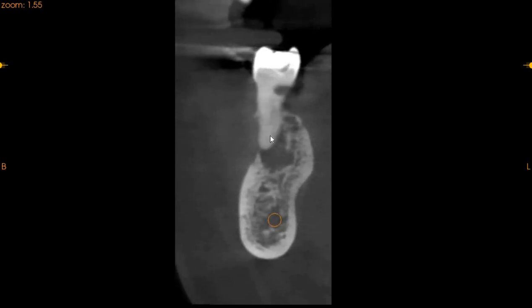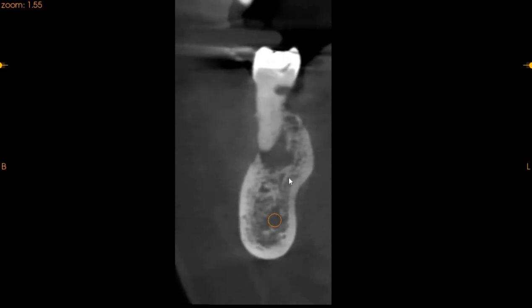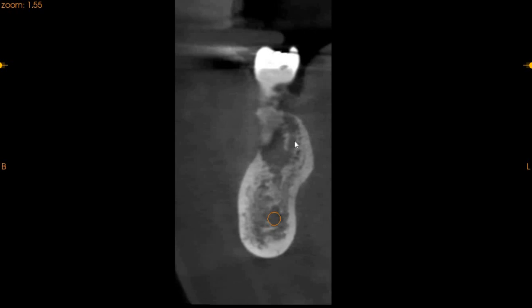Another very interesting thing to note is that this periapical pathology has eaten away entirely the buccal bone on the 6, whereas the lingual bone is still sufficiently holding very well.